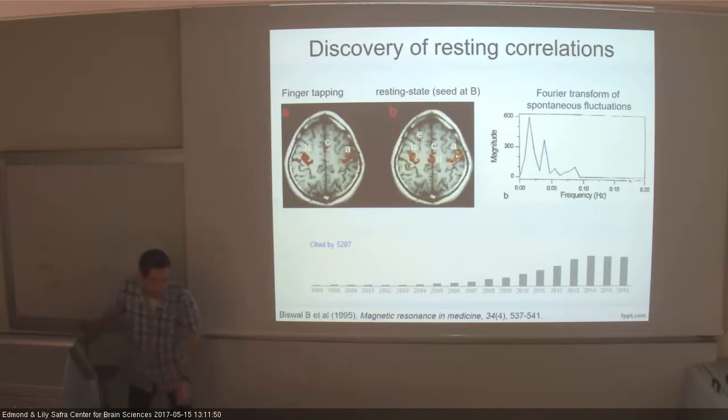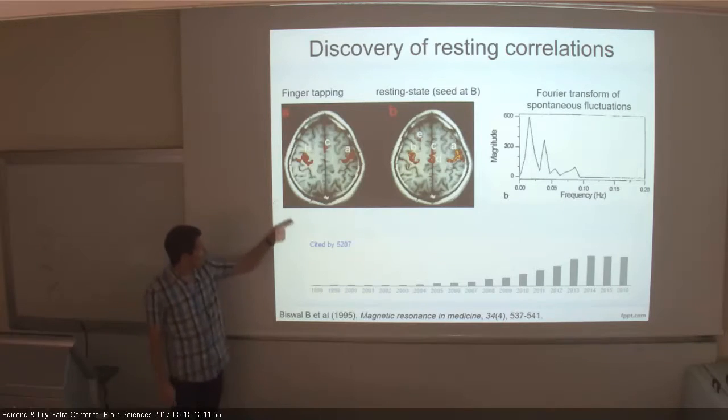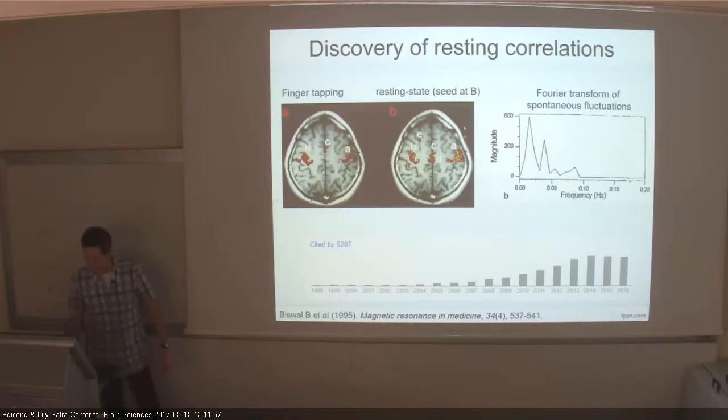A and B, and also C. So also this region in the middle of the homunculus, the leg region, is active along with the two of them. It's actually the whole sensory motor system that is correlated during resting state.